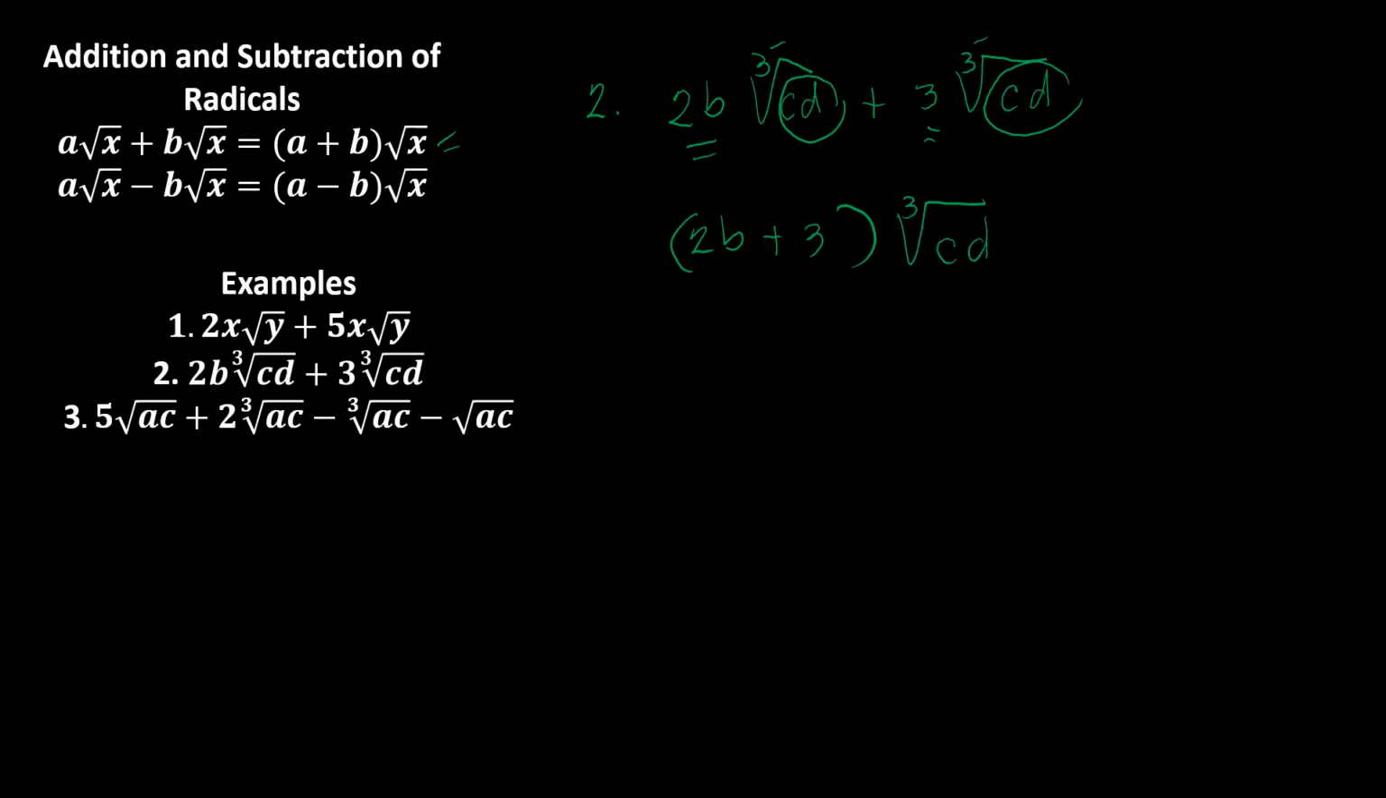Mapapansin natin yung coefficients natin which are 2b and 3 are unlike terms kasi yung 3 ay wala namang kasamang b. Ayan. So, mananatiling 2b plus 3 yung ating coefficients. Ito na ngayon ang ating simplest form.